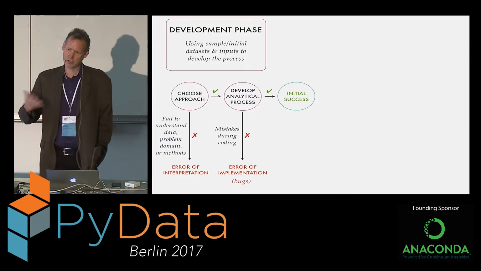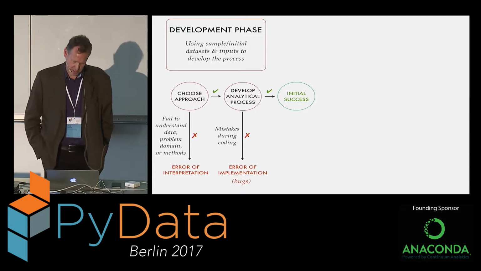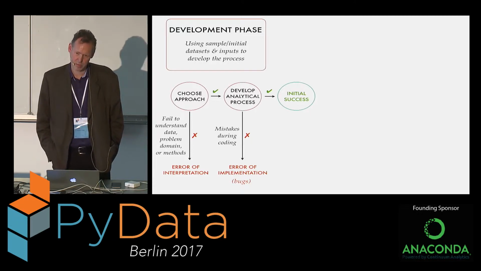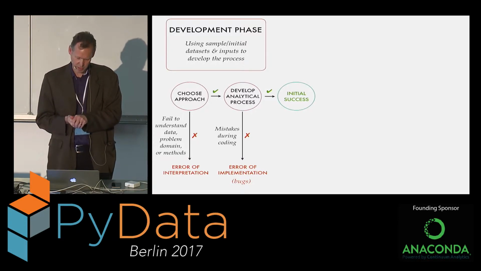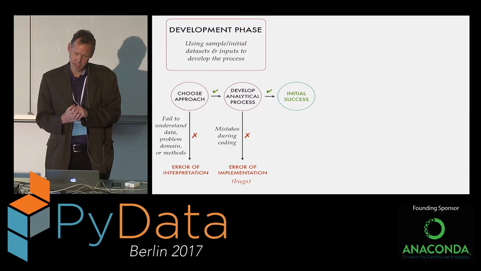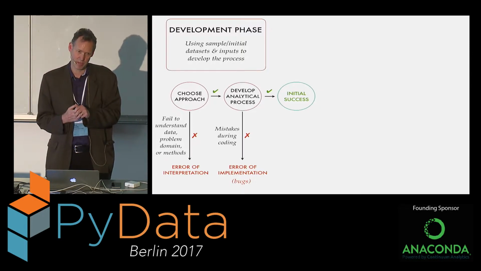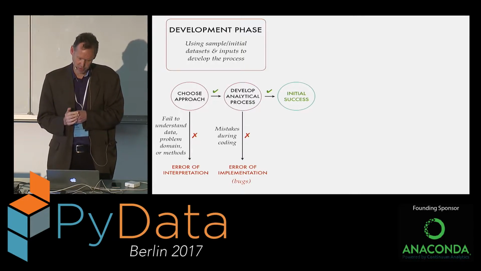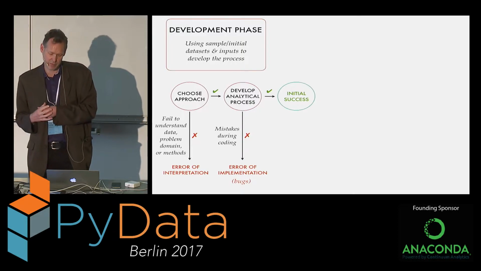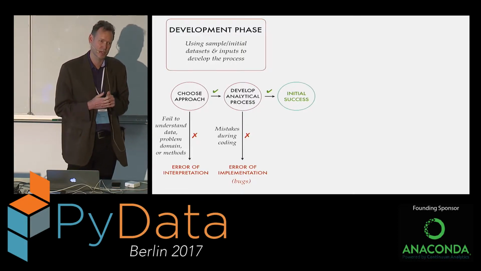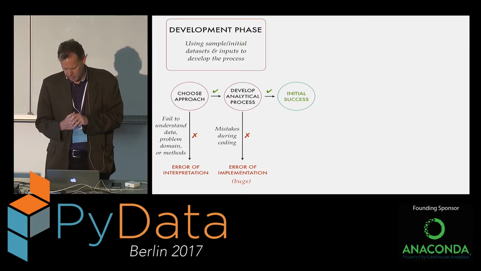There's a development phase when you try and figure out what the analysis is going to be. And that starts with choosing the approach. So this is when you are doing all your eyeballing and figuring out what algorithms you're going to use and what packages you're going to use and all the rest of it. And one of the things that can go wrong at that stage is that we can fail to understand the data, or we can fail to understand the problem domain, or we can misunderstand the applicability of algorithms or methods or whatever. And if we do that, then obviously we fail and we produce, in general, an invalid analysis. And we call those errors of interpretation. It's something about our interpretation of the data or the problem that's gone wrong.